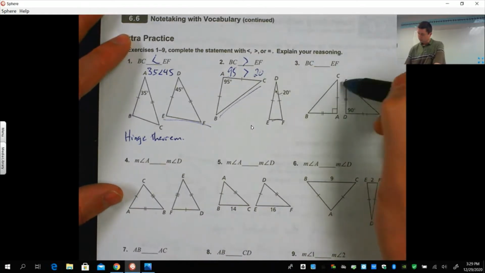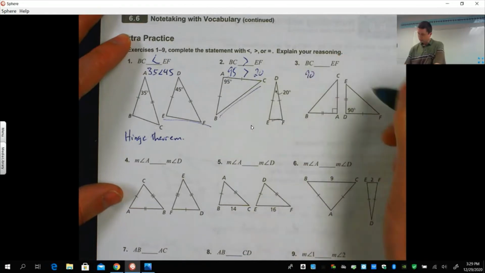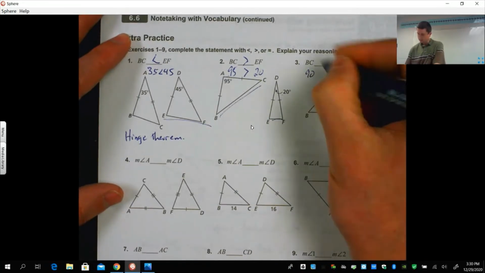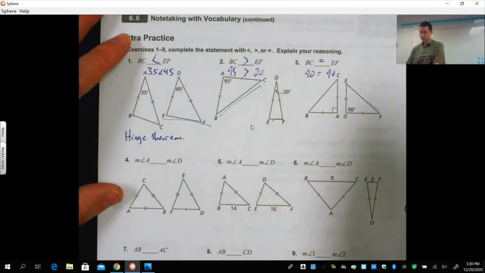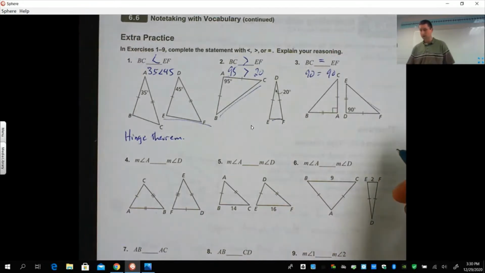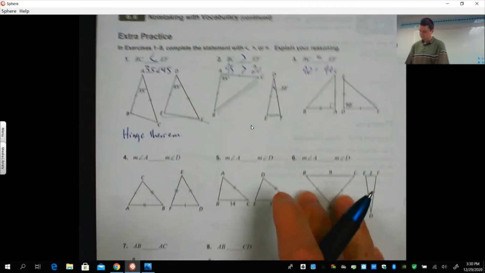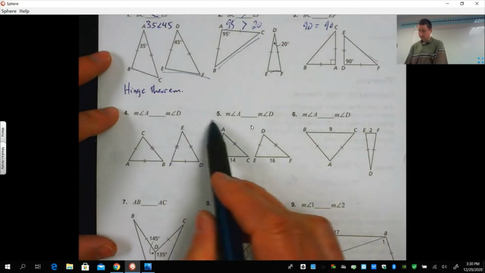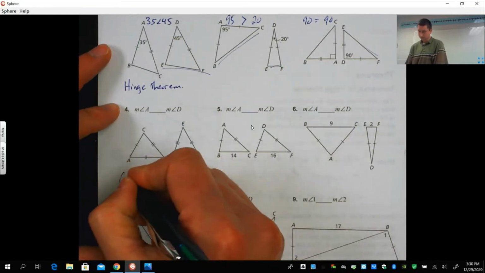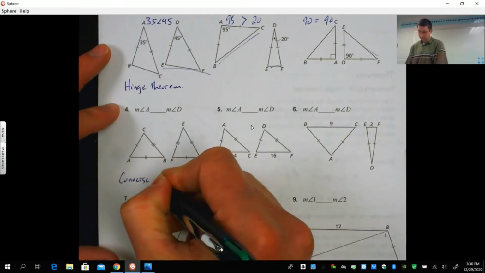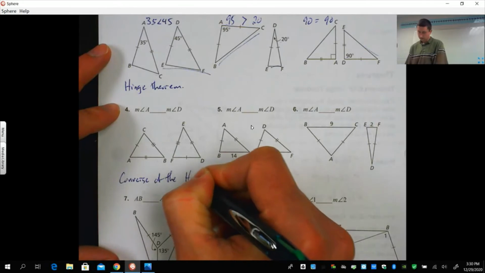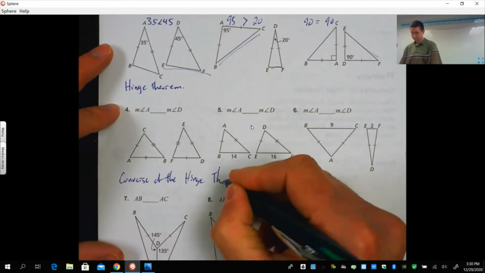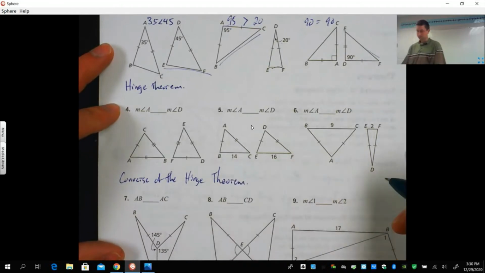So for BC, there's a 90-degree angle there. For EF, there's a 90-degree angle there. Those are equal, so those are equal. Okay? Hinge theorem, reason all the way throughout. Number 4, 5, and 6. Notice they're asking for relationships of the angles, so our reason for all of these will be the converse of the hinge theorem.